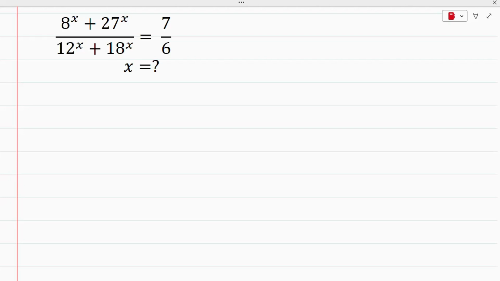Now we can easily rewrite it in terms of 2 as 2 raised to the power of 3, all raised to the power of x, plus 27 can be expressed as 3 raised to the power of 3, all raised to the power of x, divided by.